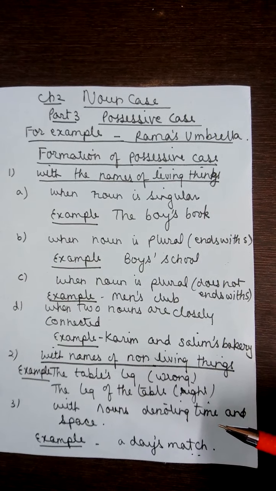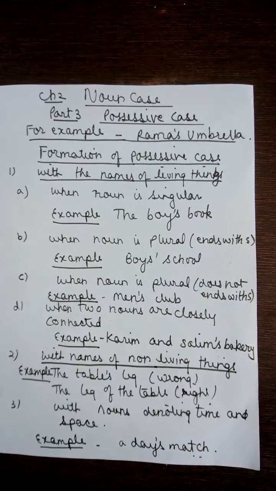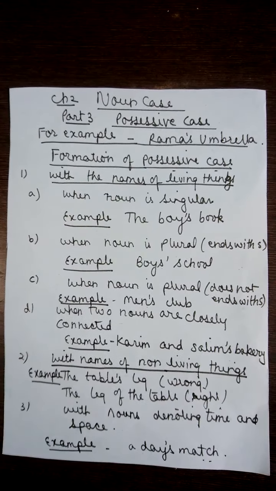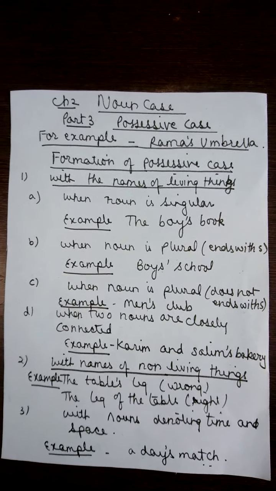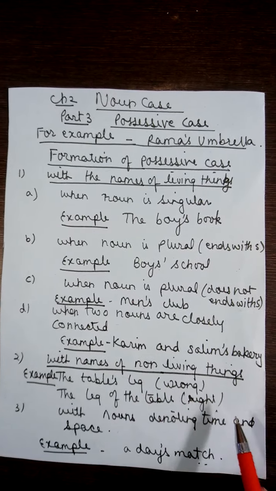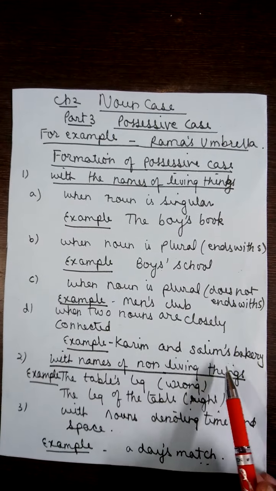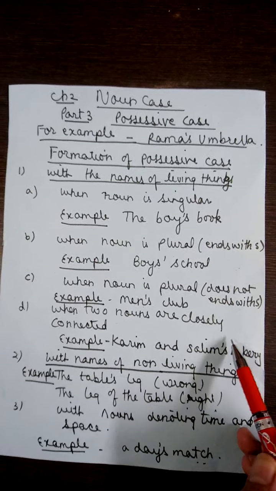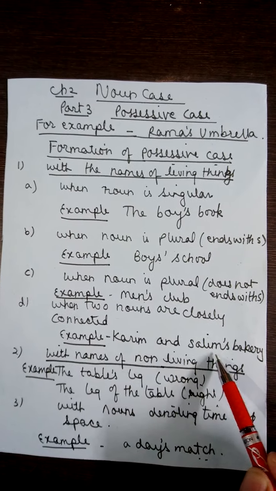Point number D. When two nouns are closely connected, then the possessive is put to the later one. For example, Kareem and Salim's bakery. There are two names, Kareem and Salim. We will put apostrophe and s to the second name.